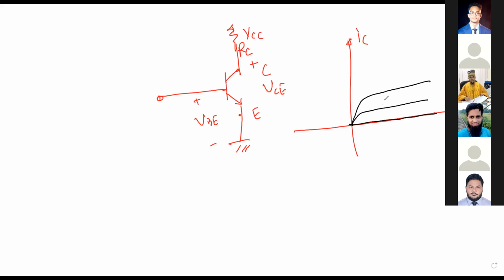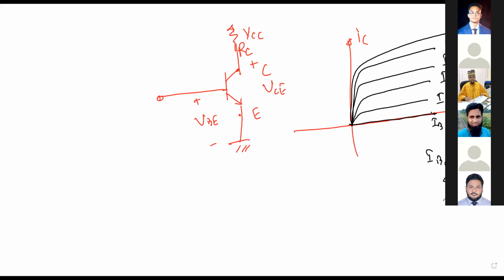Are you familiar with this figure? Because you are master's students, you should be able to know. This is for different values of the base current. Suppose this is for IB1 equal to 0. This is greater than 0. This is your IB2, this is your IB3, and this is your IB4, and so on. IB1 is less than IB2, less than IB3, etc.